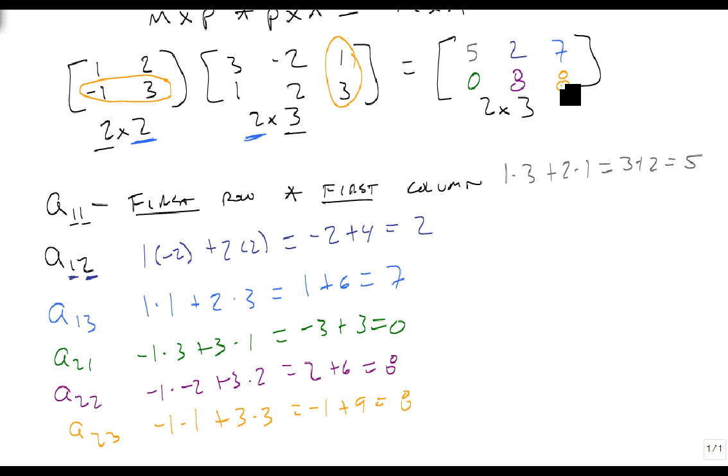Again, the key here is that the row-column pair that you're going to do is determined by the row-column markers of the entry that you're looking for. And if you can keep that straight, it makes matrix multiplication really easy.